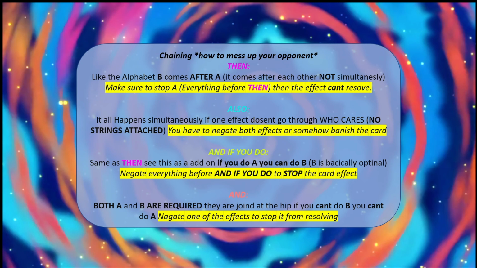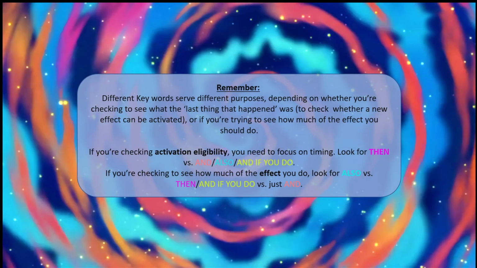So basically just remember the different keywords serve different purposes depending on whether you're checking to see what the last thing is that happened. So that's very important for then, because then is always the last thing that happened. You have to look, before then, what is even happening. Can I negate that? Then is quite tricky with that, but again, in the blog, I'll be giving examples of the new meta so you can actually understand if you're ever in that situation, what can you do?